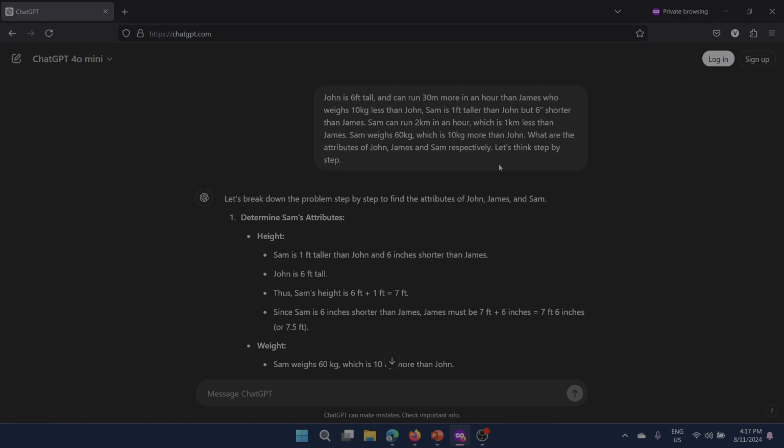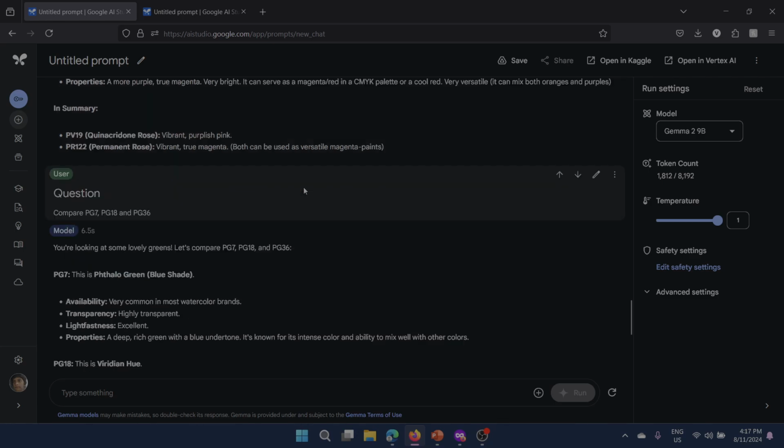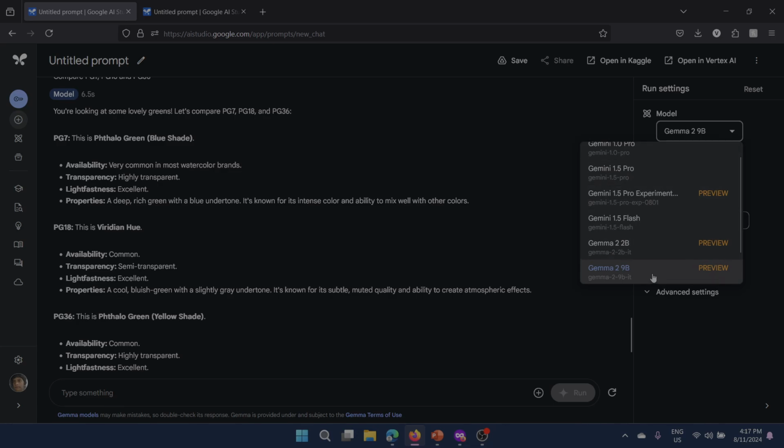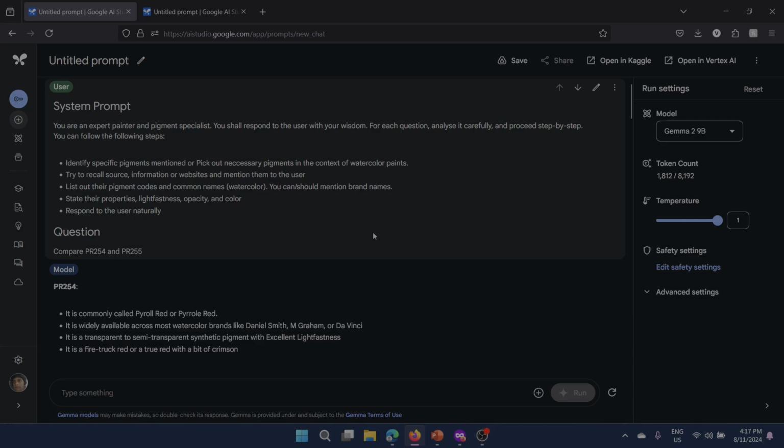This is called few shot prompting. Here I'm in AI Studio. You can access AI Studio at aistudio.google.com and sign in through your Google account. Once you've signed in, you can see this interface and you can chat with any of these models. I chose Gemma 2 9B because it's a relatively dumb model. It is not as big as the rest of the models, so I can compare the intelligence of it using few shot prompting and without using few shot prompting.